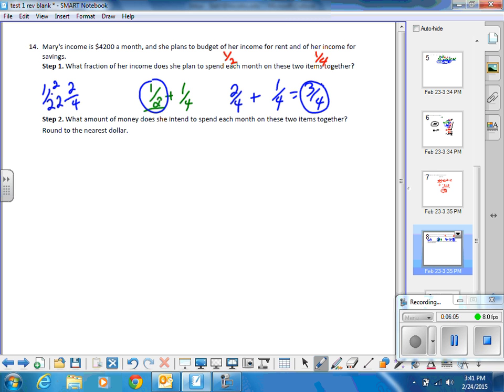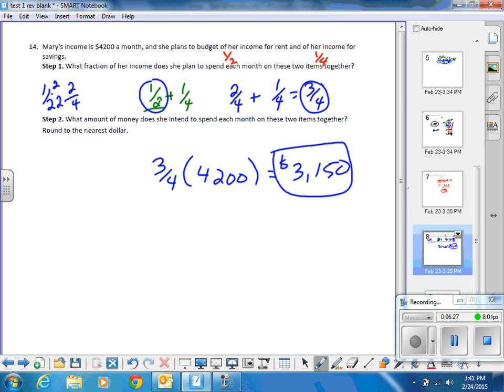So Mary is using 3/4 of her income on rent and savings. What amount of money does she intend to spend on these two items together? Well, now that I've already got the fraction, I can just do 3/4 times 4,200. Using the calculator here, I end up with 3,150. So that's quite a bit of money that she's spending on this stuff. Okay.